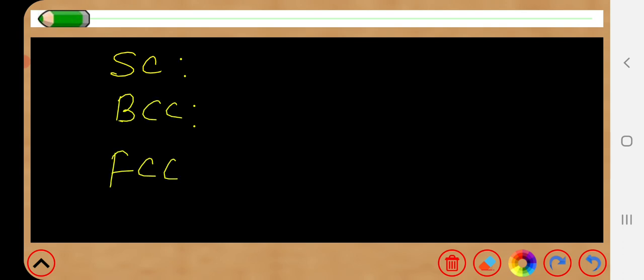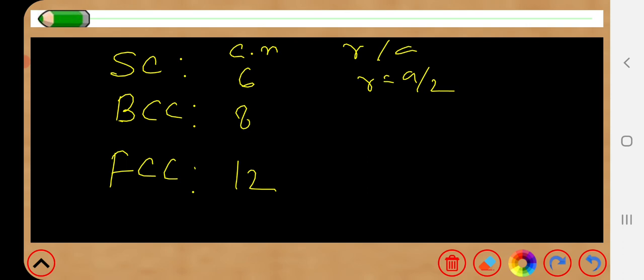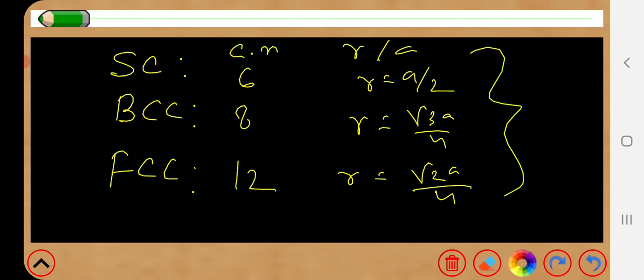Look, in a tabulated form, in one word we can say for simple cubic, for BCC and for FCC. What is the coordination number? It is 6, it is 8, it is 12. What is the relation between R and a? Here R is equal to a/2, here R is equal to root 3a/4, and here R is equal to root 2a/4. So remember these things, it is very important for your exam.